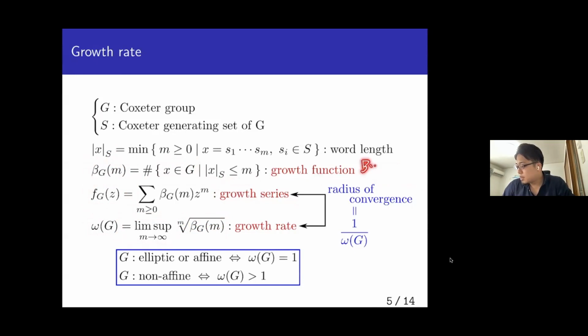By using the Cauchy-Hadamard formula, we see that the radius of convergence of the growth series is equal to the reciprocal of the growth rate. And by using the growth rate, we can characterize elliptic or affine Coxeter groups and non-affine Coxeter groups. A Coxeter group G is elliptic or affine if and only if its growth rate is equal to 1, and G is non-affine if and only if the growth rate is bigger than 1.